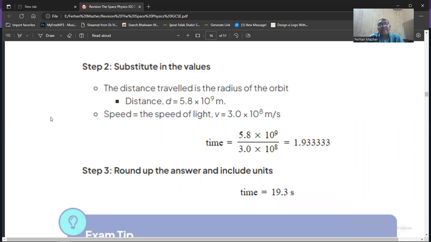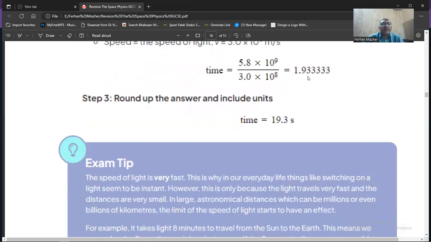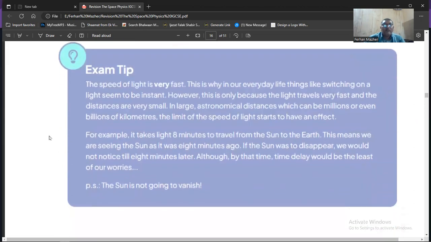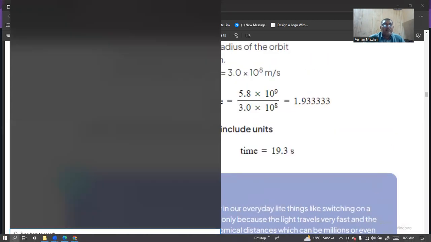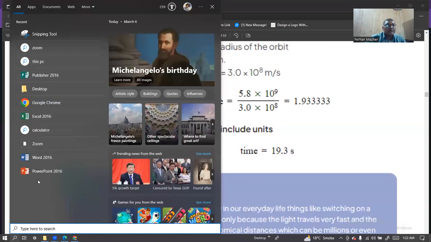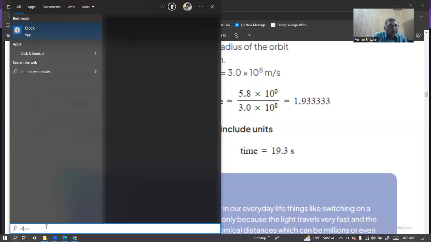19.3 seconds. So it seems there is a little mistake here. The final answer is 19.3 seconds. I think this decimal is here, it is 19.333. So we can check. Do we have a calculator here? Calculator.